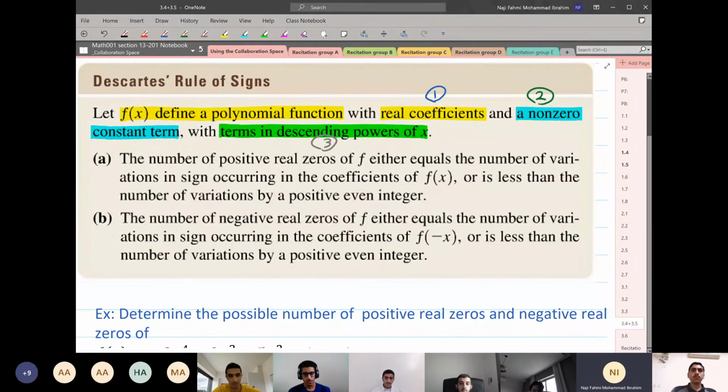Descending means tanazuli. So the powers of x should be descending, starting from the highest power, going down to the smallest power. Now, in this case, what will happen? Let's read the first rule.